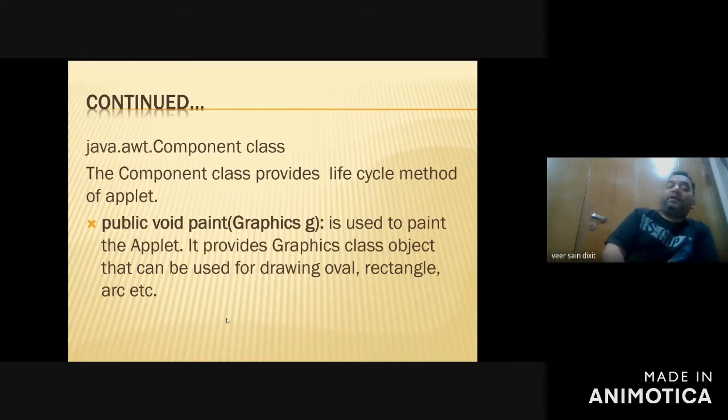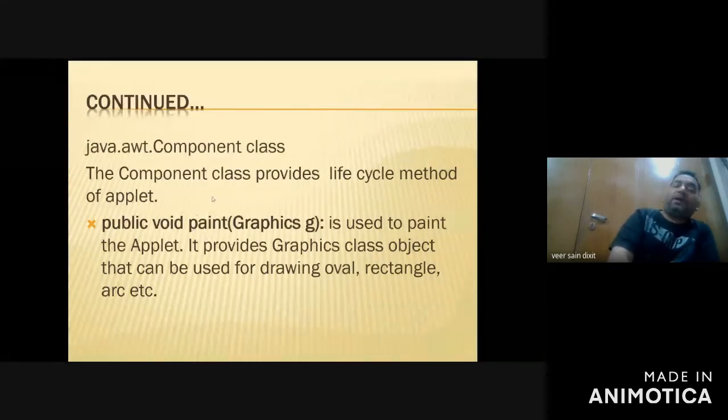Then there are some component classes, java.awt.Component class. The Component class provides lifecycle methods of the applets. So you can see what are the various component classes in Java. So in that way you can inherit by using the import keyword. All the public init, start, destroy, all these methods reside in the Component class.